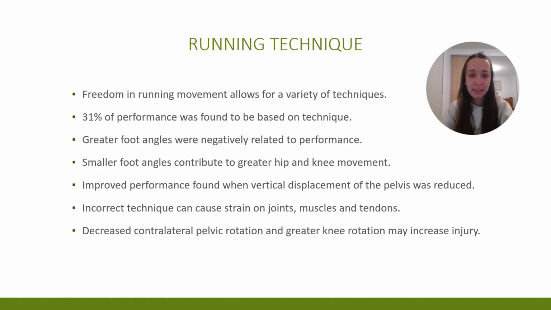It was found that running technique was responsible for 31% of variance in running performance. As an example, it was found that greater foot angles at initial ground contact were negatively related to running performance. Smaller foot angles contribute to greater hip and knee movement and are associated with greater running performance.